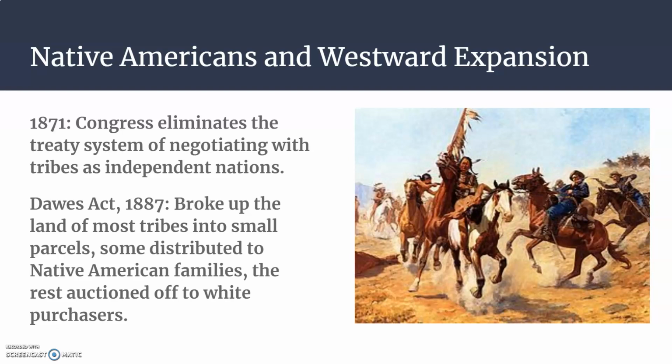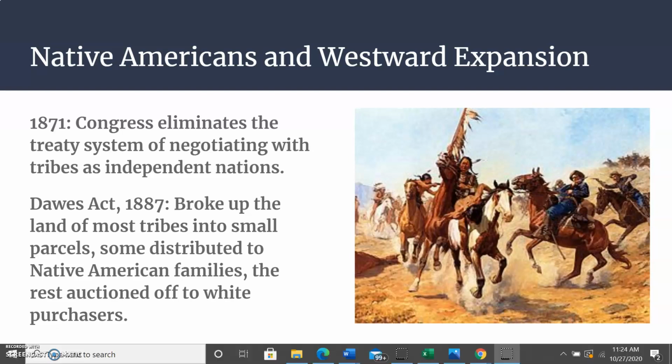And so we eliminate the treaty system that we had previously had for negotiating with tribes as independent nations in 1871. And then in 1887, basically what we do is we break up all of the land that the tribes are actually living on, that for the most part, most of these Native American tribes held the land communally. This wasn't individual properties the way that we think of, right? You buy a house and that land is yours. That's kind of like the Western conception of ownership of property. But Native Americans really viewed this as, we hold all of this land communally. This is our territory and we all share it.